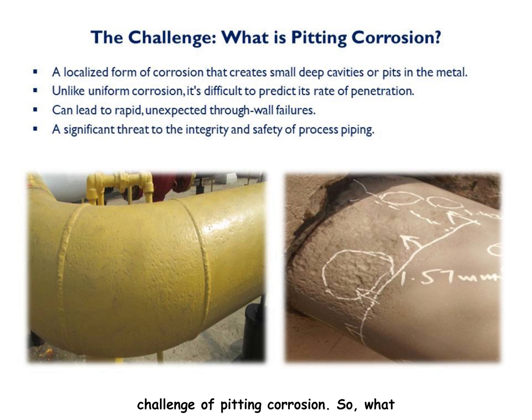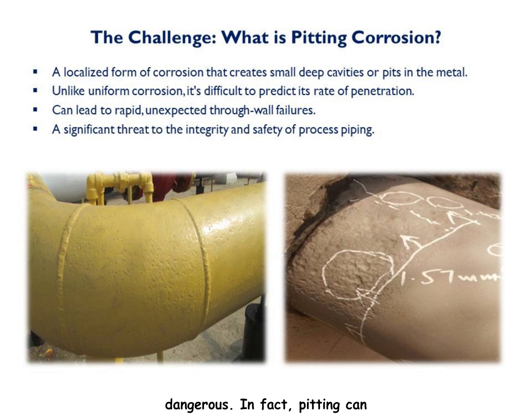Let's talk about the challenge of pitting corrosion. So, what exactly is it? Well, it's a localized form of corrosion that forms small, deep cavities or pits in the metal surface. Unlike uniform corrosion, which wears down everything evenly, pitting is much more insidious because it's much harder to predict how quickly these pits will penetrate the material. This unpredictability makes it particularly dangerous.